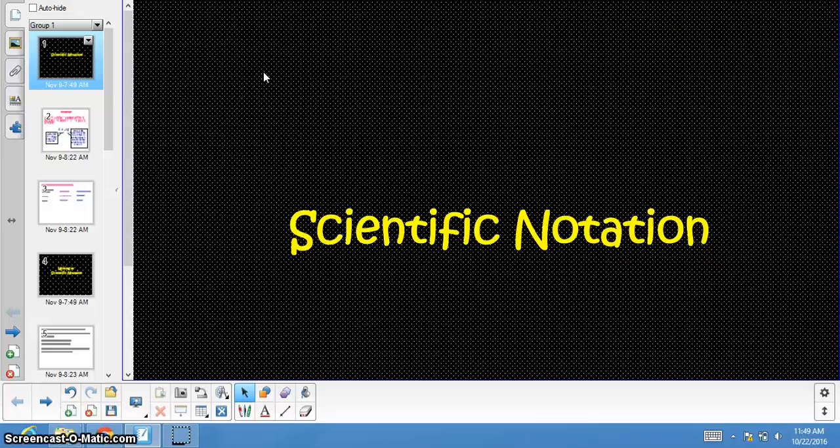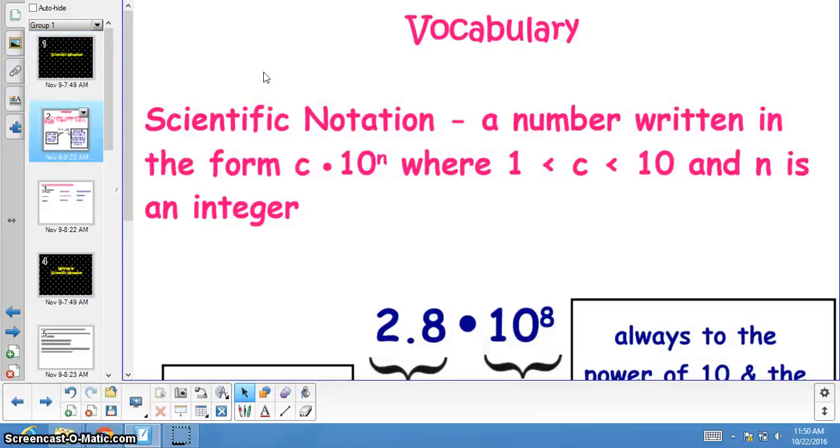Let's begin. Scientific notation is nothing more than a way to take numbers that are really big and numbers that are really small and put them in a standard form, if you will, that everybody can understand. So, first, let's just define scientific notation.